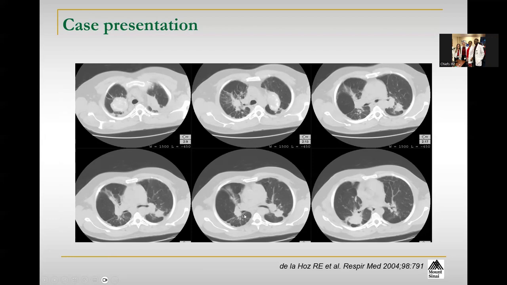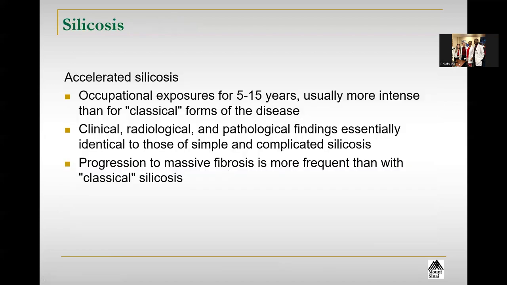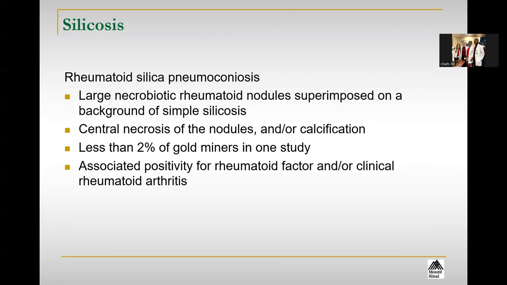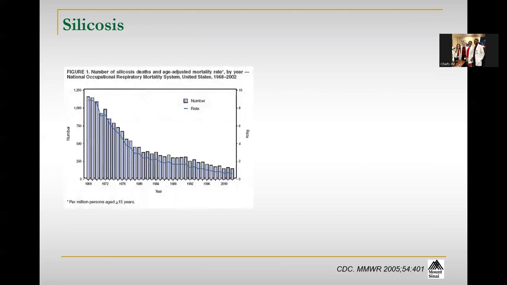He had asthma, was admitted to the ICU, and the attending in the ICU decided to take advantage of the controlled situation of the patient to do a needle biopsy, and demonstrated that this was silicosis. Accelerated silicosis is just a more rapid form of the disease in people who are very intensely exposed to silica. And there's also a rheumatoid variant of silica pneumoconiosis.